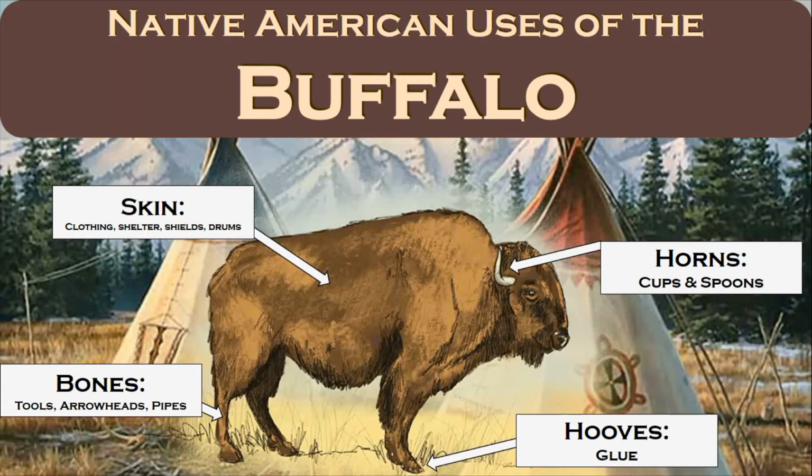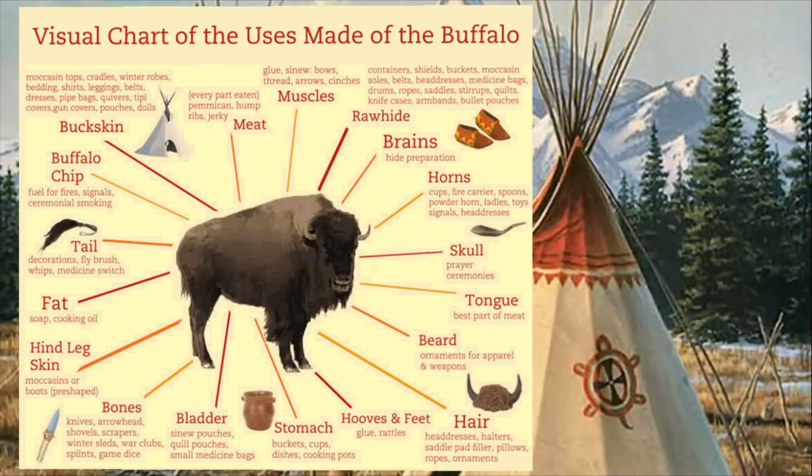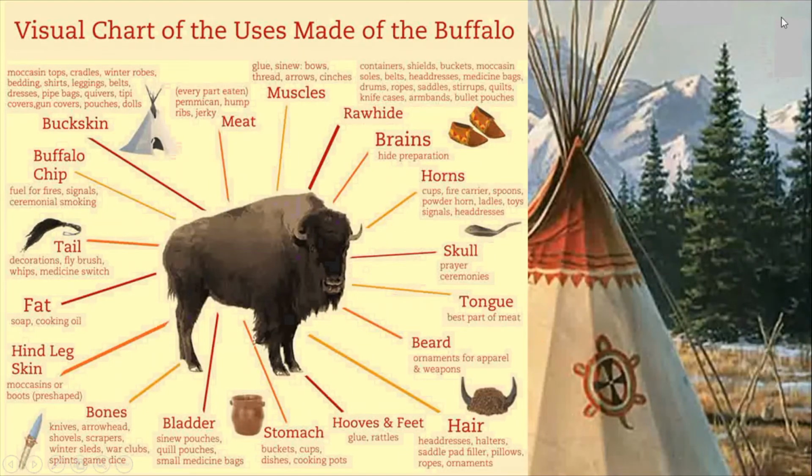So the buffalo had many, many different uses. They used the skin, the bones, the horns, the hooves. They didn't use just the meat. So if we look at this picture, this gives us some of the many different items that they were able to use. So on your note sheet, as we're talking about these different items, I want you to fill in at least 2 things that each of those body parts were able to be used for on the buffalo.